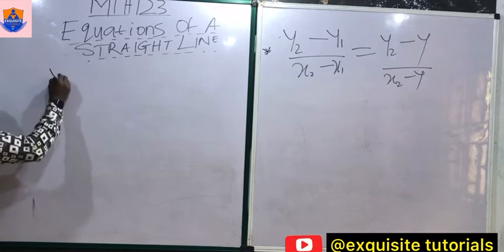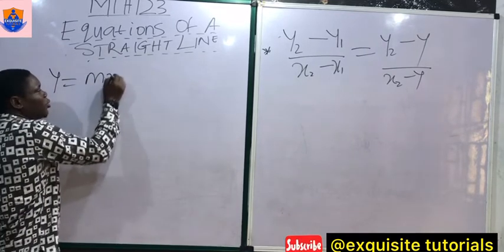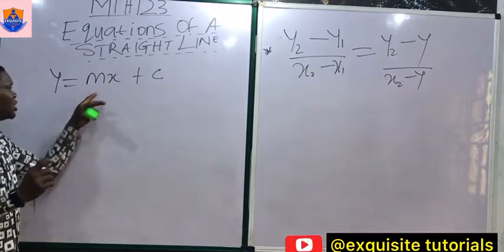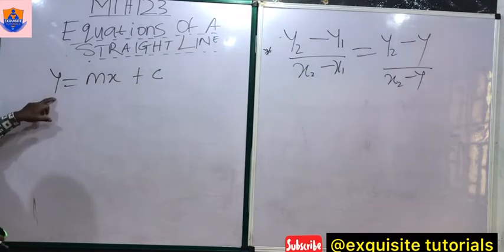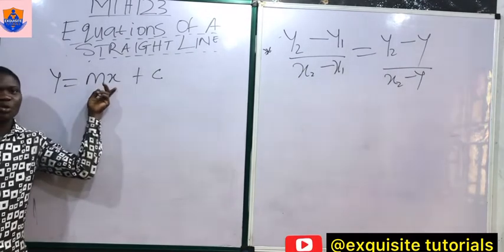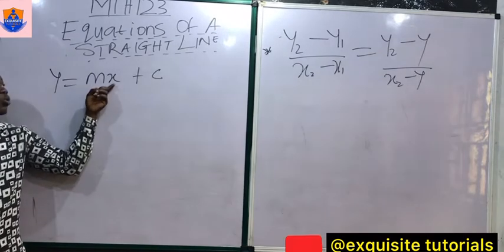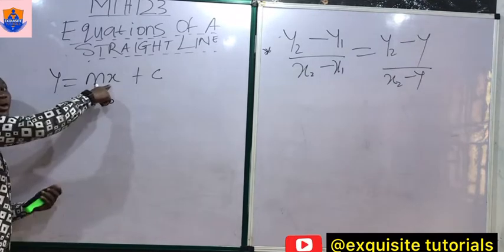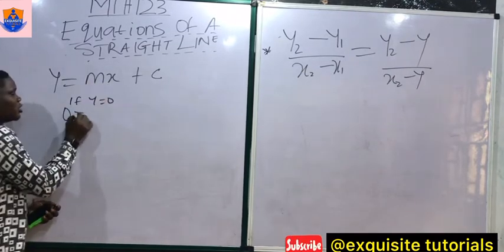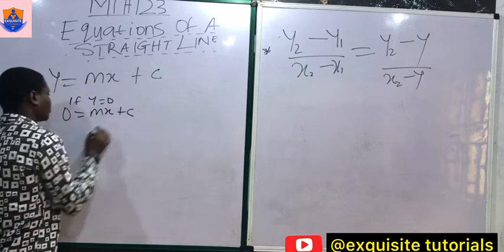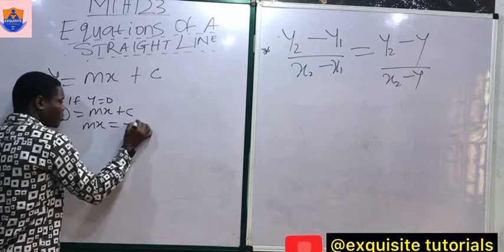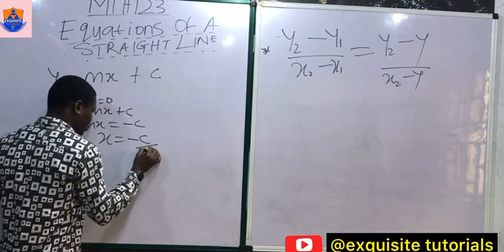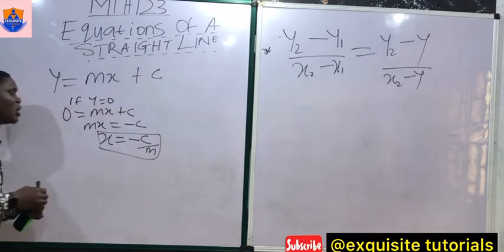Since we have agreed that the equation of a straight line can be written as y equals mx plus c, where c is the intercept on the y-axis and m is the gradient. Now we said if y is 0, the x you get will be the intercept on the x-axis. So if y is 0, whatever we get for x will be the intercept. So 0 is equal to mx plus c, mx is equal to minus c, and x is equal to minus c over m.